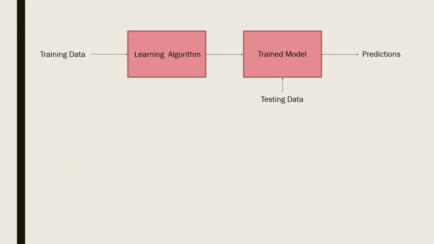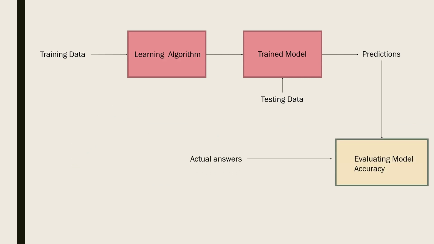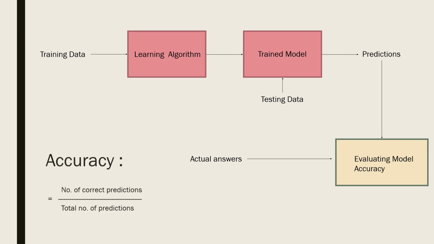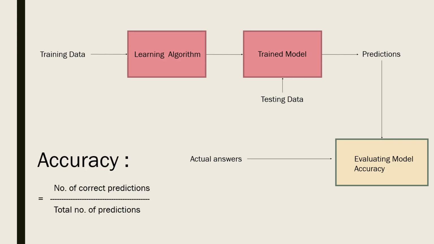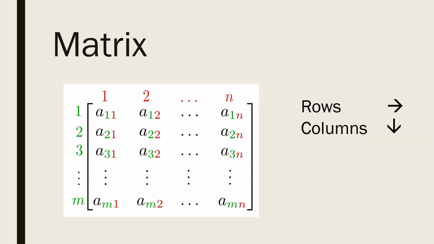Once we have trained the model and used it for predicting the output for our test input data, we can compare the actual answers with the predicted answers and calculate the accuracy of the model using this simple formula. That is, the number of correct predictions divided by the total number of predictions. We can multiply it with 100 also to get accuracy in percentage.